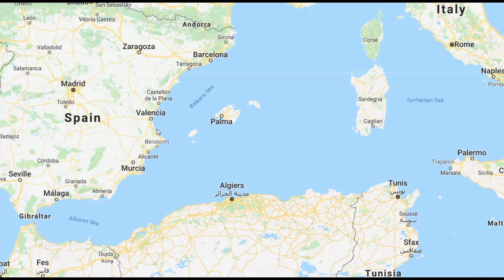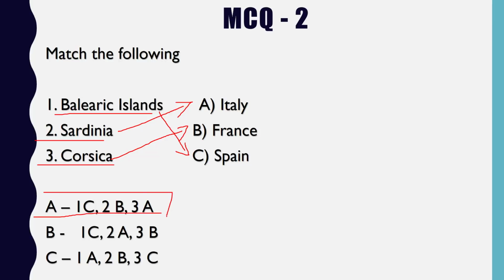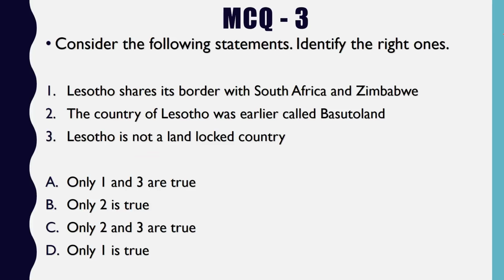Now let's try to attempt the question now. Alright, so this question doesn't seem all that intimidating now, does it? Let's attempt it. Balearic Islands, as we just discussed, are part of Spain, Sardinia, Italy, and Corsica of France. So our answer is A over here, since all the options match correctly. So answer is A.